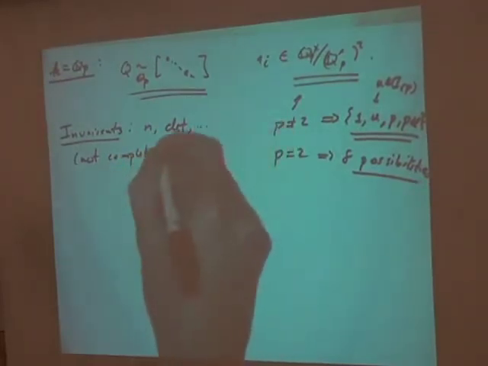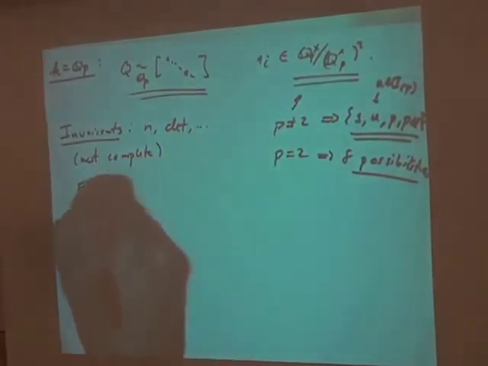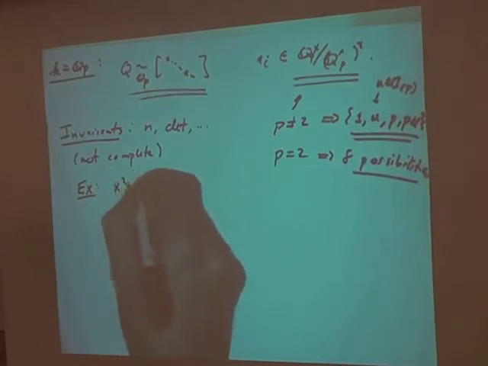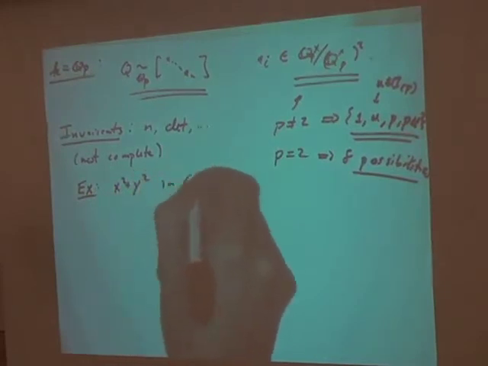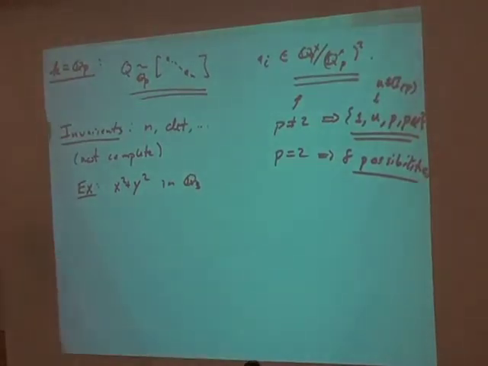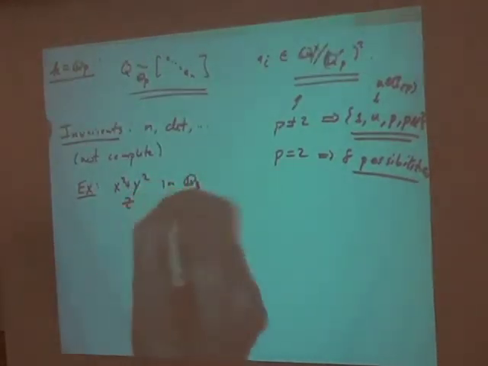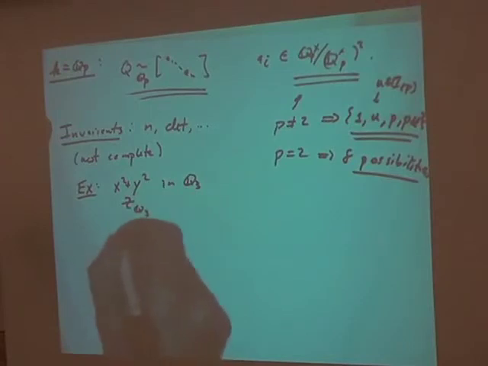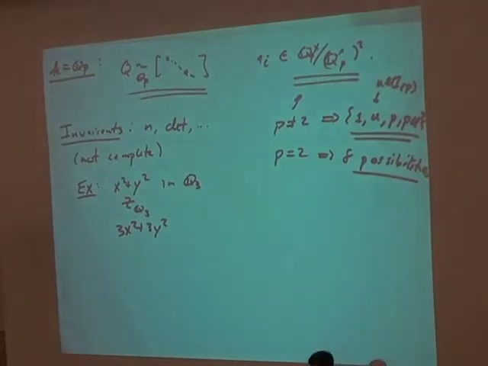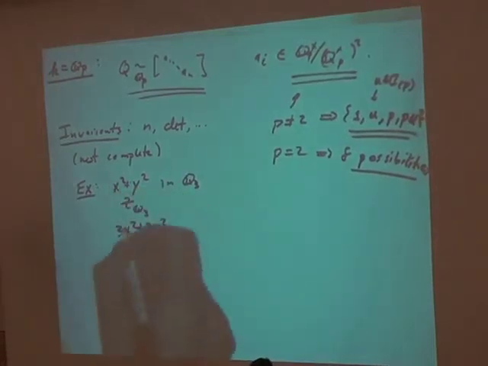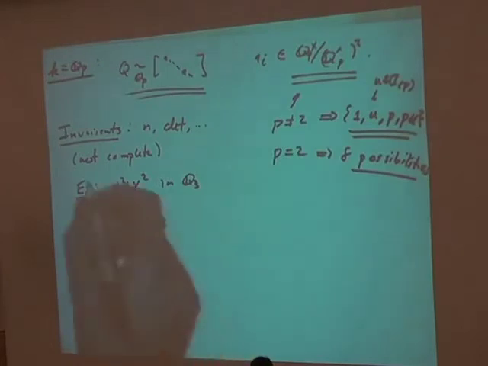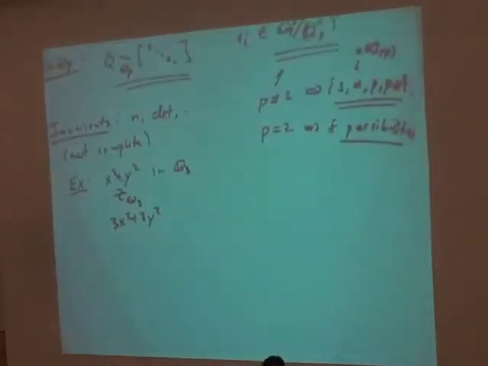So we need some more to distinguish. As an example, I'll leave it to you to check: if I look at x squared plus y squared in Q3, then this is not equivalent over Q3 to 3x squared plus 3y squared. But they have the same invariants in terms of the number of variables. They're both 2 variables. And the determinant in this case is 1 times 1, in this case is 3 times 3. But 9 is in the same square class as 1, and so they're the same.